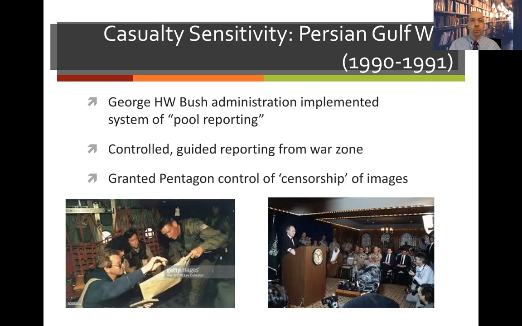So the pool reporting system worked like this. A set of reporters would volunteer to be part of a pool. That would be a group that would represent other reporters, that would be escorted or guided by a US military officer into controlled areas of the war zone, taking images of, say, US soldiers who seemed happy and successful, of achievements like planting the flag in key parts of Kuwait. That censorship, that control of imagery shaped by the pool reporting structure, was one that allowed the George Bush administration to tamp down concerns about casualty sensitivity in the American public.